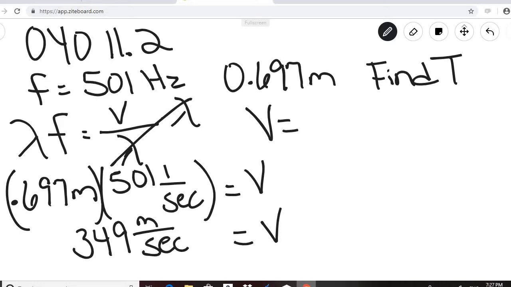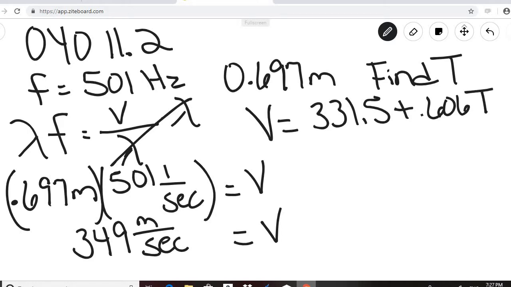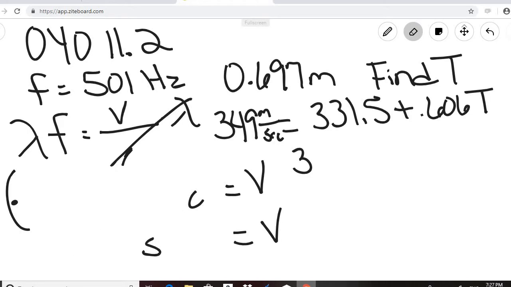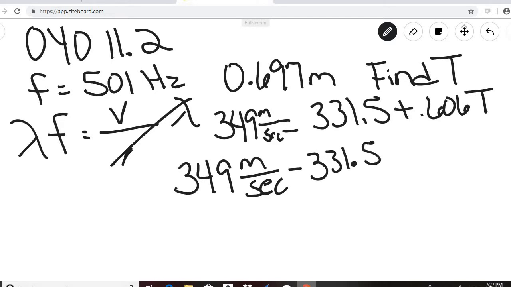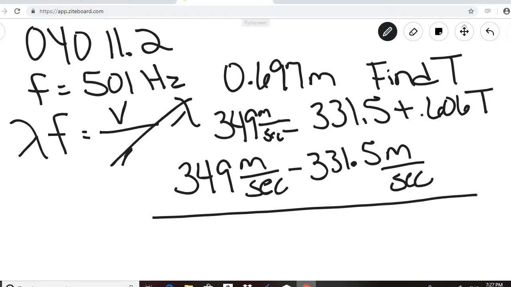Okay, so now we can plug that into our formula for velocity at different temperatures. So we know that the velocity is equal to 331.5 plus 0.606 times T. So we can plug in, we calculated our velocity as 349 meters per second. So we subtract 331.5 from both sides. Let me go ahead and erase all of this over here. So 349 meters per second. Subtract the 331.5 from both sides. Get rid of it on that side. And then if we divide that by 0.606, that will give us the temperature.